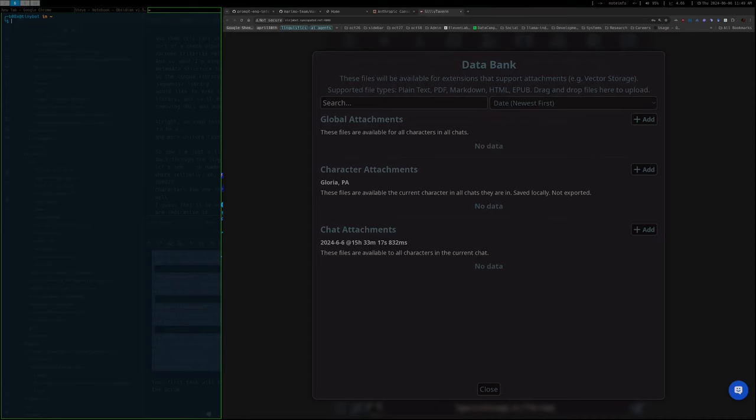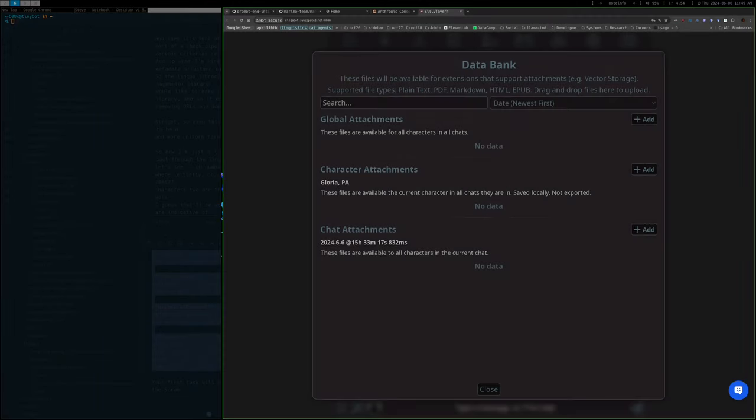Data bank. These files will be available for extensions that support attachments. I should probably make a sandwich or something. I enjoy the sensation of reading the text out loud, but I could give a fuck about what this is doing. It's one of my favorite side effects.